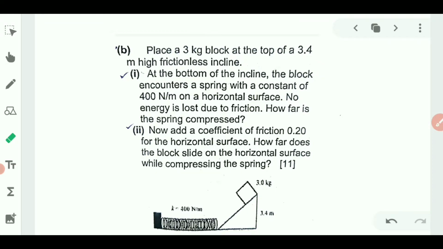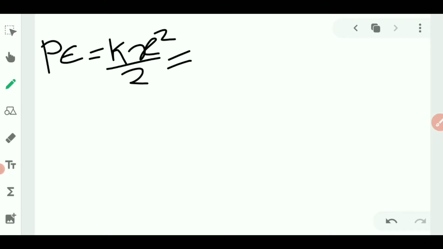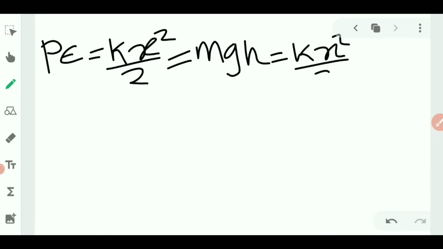So the first part of the question, we're asked to find how far the spring is compressed, and you have to understand to say the energy at the top of the plane is the same as the energy at the bottom, and all of this energy goes into compressing the spring. So with that in mind, we'll simply say the potential energy will be equal to Kx squared divided by 2, where K is the spring constant. Potential energy is simply mgh, will be equal to Kx squared divided by 2.